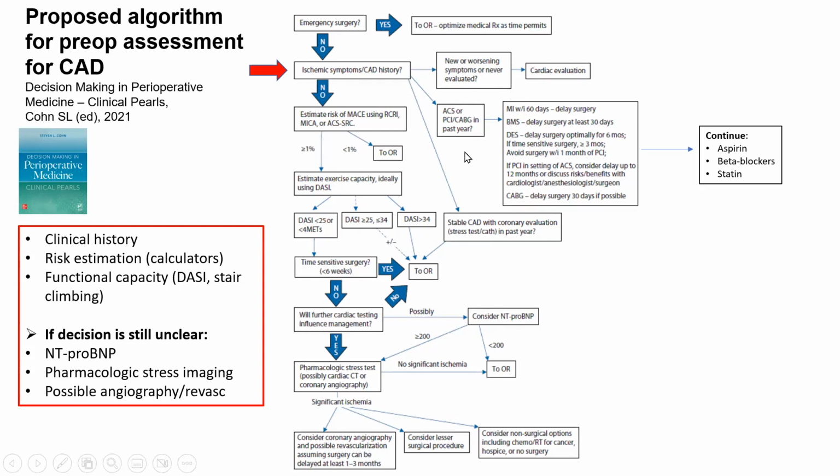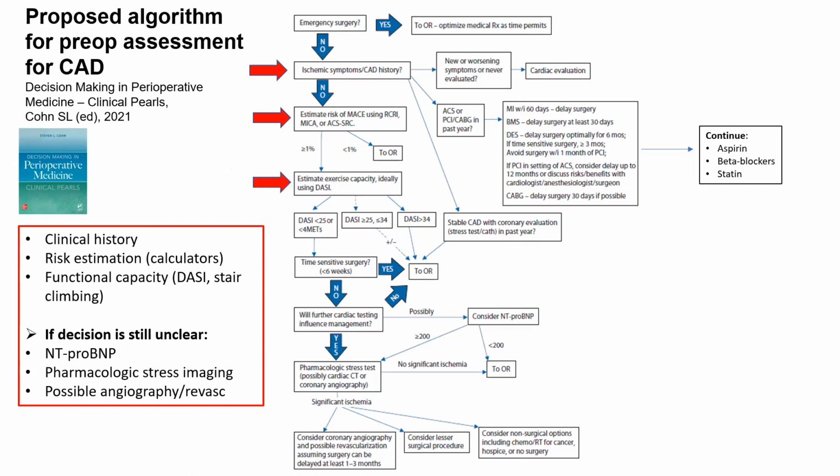Have they had a recent ACS or PCI or bypass surgery in the past year? If so, here's how we approach them according to the guidelines. And have they had stable coronary disease with some form of coronary evaluation in the past year? If that's been okay, they go to the OR with no further testing. That's the first step that I would like to see changed. The next one, in terms of estimating a risk of major adverse cardiac events, you can use one of the 3 calculators. That's okay. Maybe we'll be using one of the new ones that I mentioned.